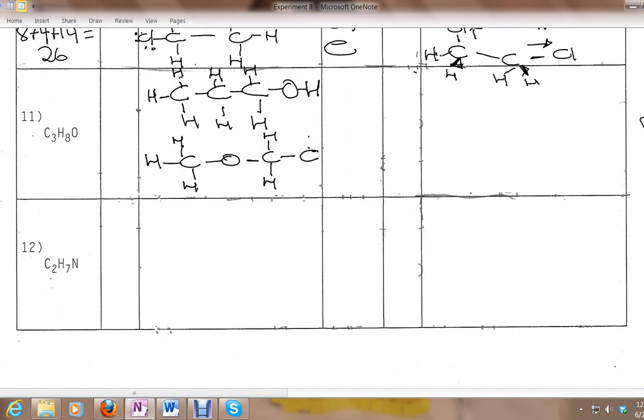Let me count the atoms. 1, 2, 3, 4, 5, 6, 7, 8. And here we have 1, 2, 3, 6, 7, 8. One oxygen and three carbons. So those are the two structural isomers. Yes, you have two, because if we put the oxygen on the other side, it's going to be the same as this one, so this is no different. If we decide to put it between these two, let me draw it and then I'll erase it here, see what's going to happen.